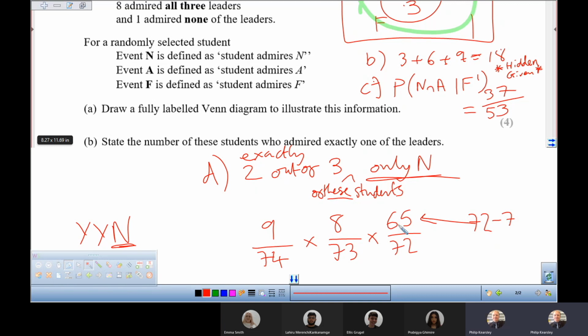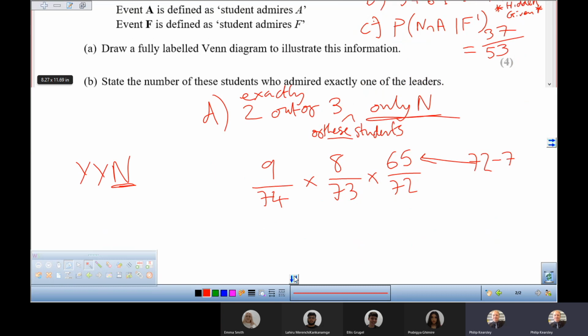So yes, yes, no yields this combination. Now if I was to put that into a calculator, that would not get me the full marks. Notice how it's worth 4 marks. And the reason why is that's only one combination.